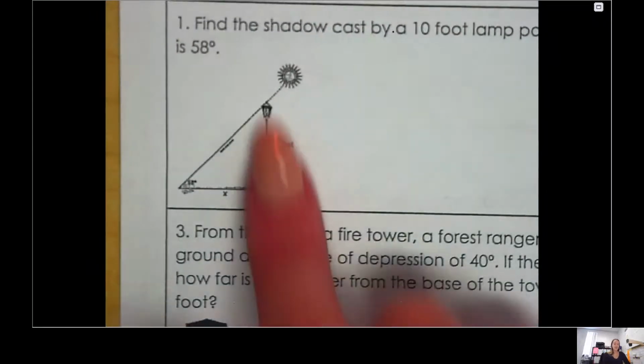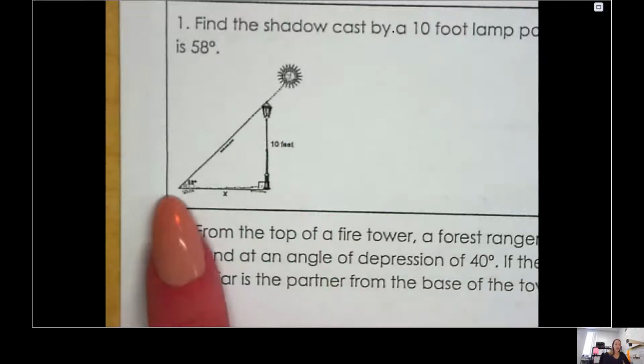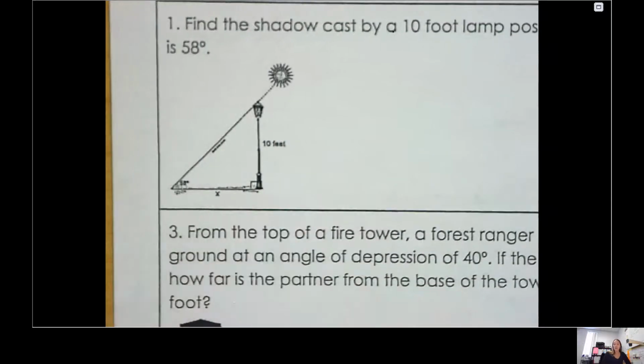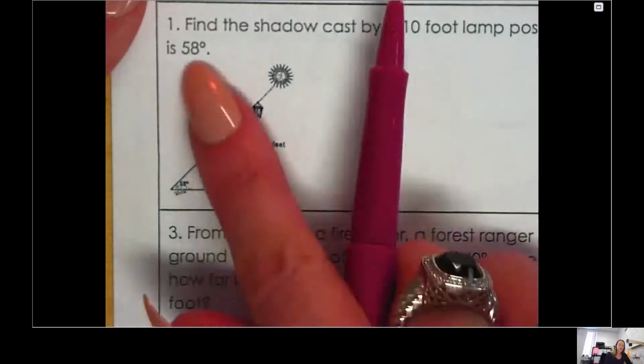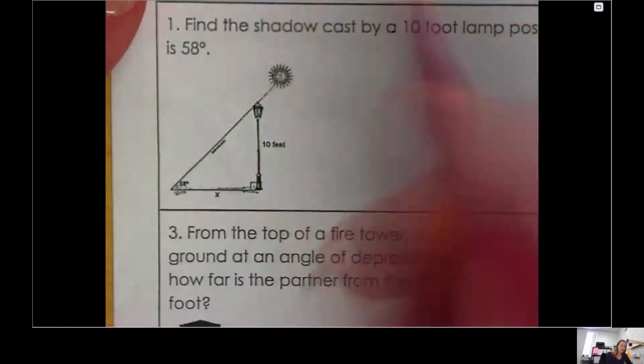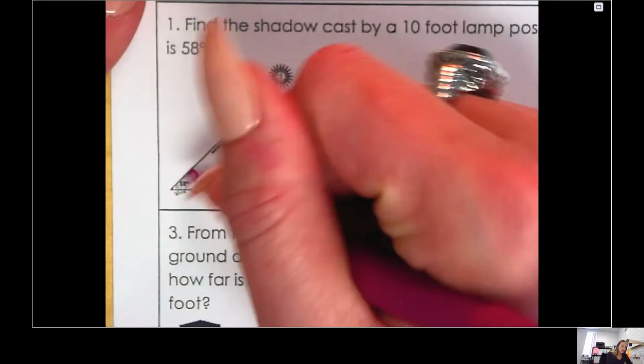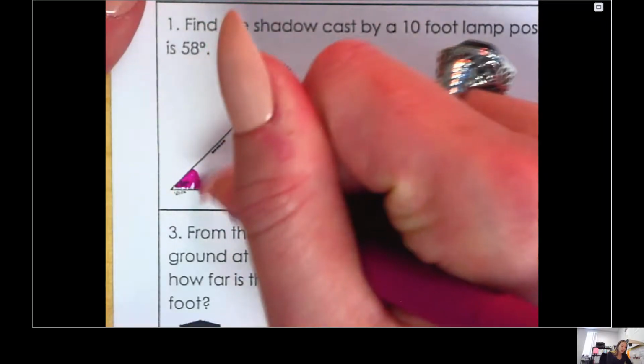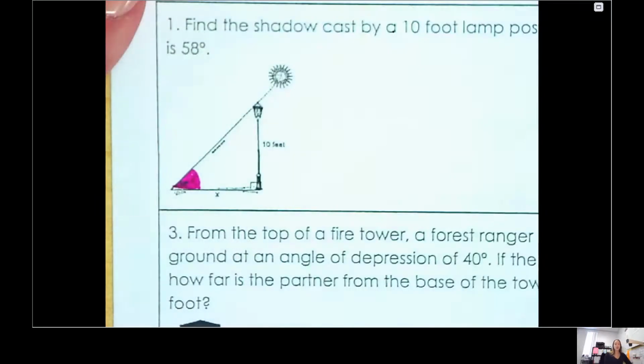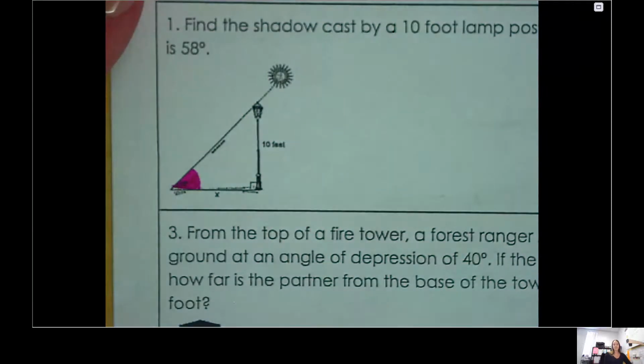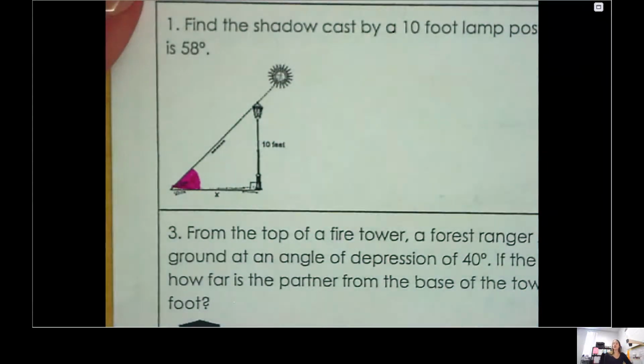Here's my lamp, right, 10 feet. I'm trying to find the shadow, which is the base, that's where my X value is. And my angle of the sun is 58 degrees, that's this angle right down here at the bottom. So I'm going to color that in. Is that elevation or depression? That's elevation, good. So that's your reference angle, that's where we're looking from.